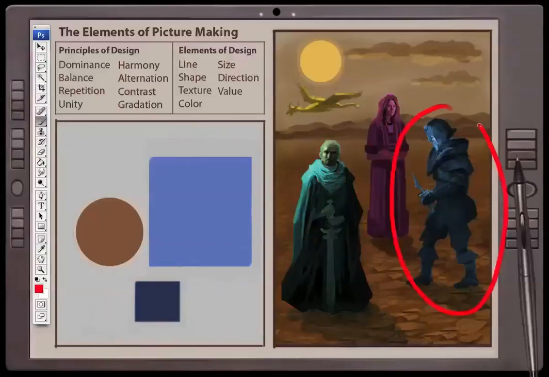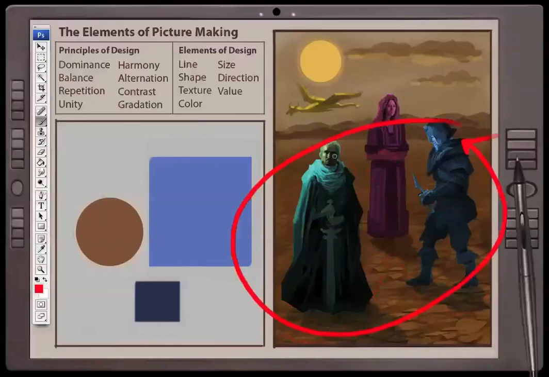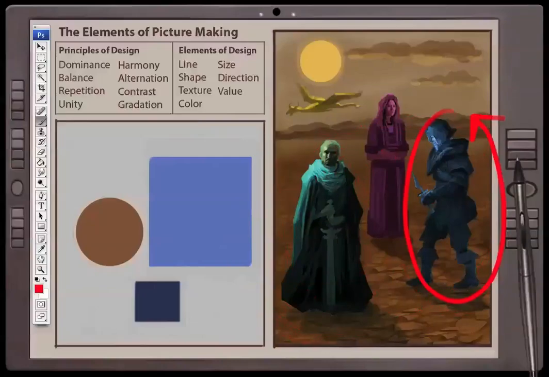I've changed the color of this figure so that it now relates to the color of this figure more closely. The two colors are in harmony. This one is blue-green, while this one is blue. They are next to each other on the color wheel that you'll be learning about later in the lessons on color.